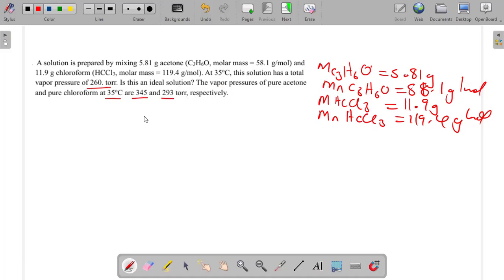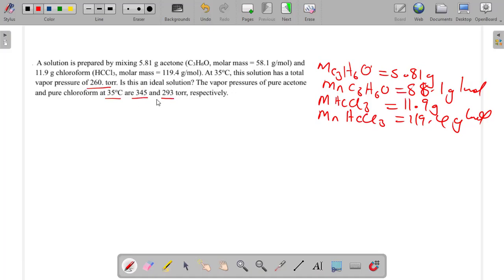So is this an ideal solution if the total vapor pressure of the entire solution is 262? How are we going to confirm? We are supposed to compare the 262 we've been given with what we would get from the ideal vapor pressures, which are 345 and 293.